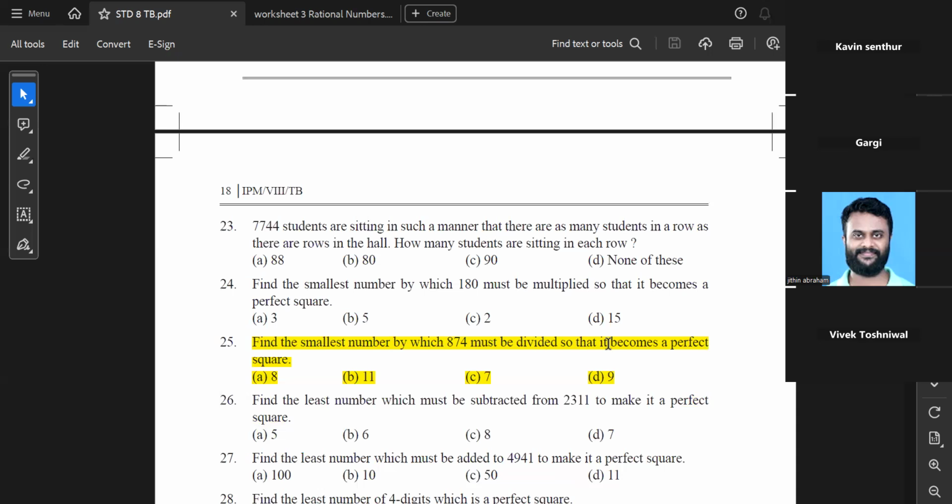I think this is a wrong question. I think this was already discussed. You can check the recording. This is already discussed. It's a wrong question. Kevin, do you have any doubt? Yes, sir. Tell me.